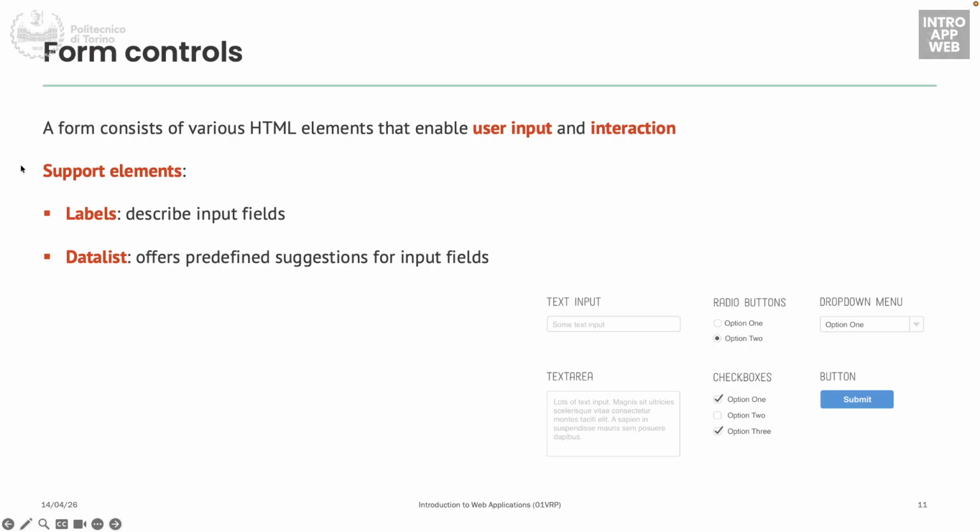Then we have the support elements, that in this case is the labels. So for instance, in this case, the labels are these ones: option 1, option 2, option 1, option 2. And without the labels, we can't understand what the data means. And then we have the data list that offers the predefined suggestions for the input fields. Okay? So for instance, here you can see that we have the placeholder indicating what the user should do or what information we are expecting to get.